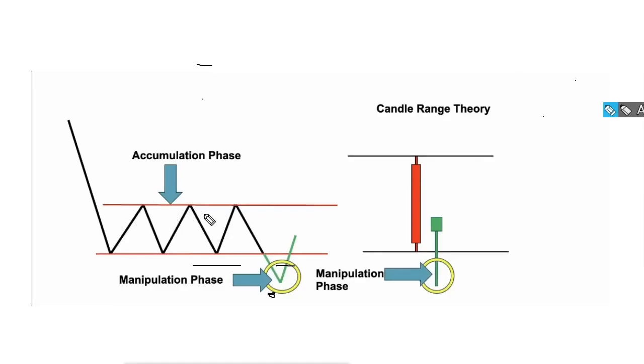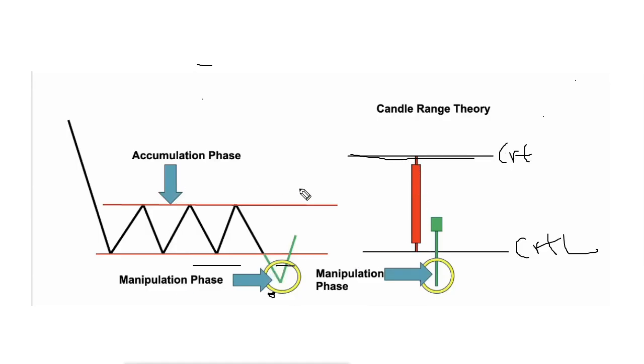We have the accumulation phase. The accumulation phase is going to be the first thing you will see in your CRT pattern. Your accumulation range is the first thing. After the accumulation, that is what we take as our CRT. It's the one you are going to be marking the high and the low. The high of it is your CRT high, the low of it is your CRT low. This is the range you are marking.